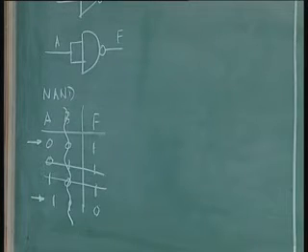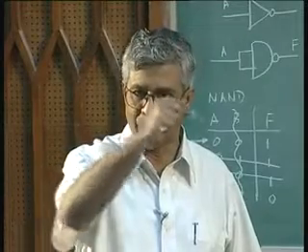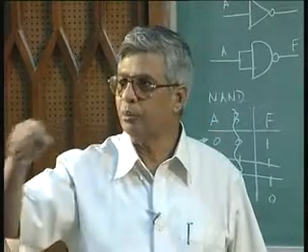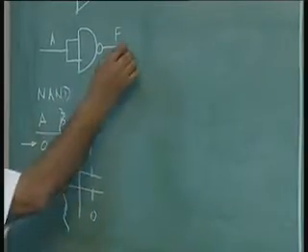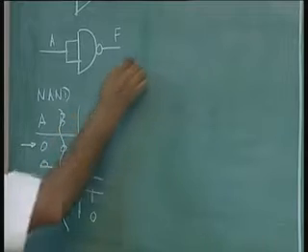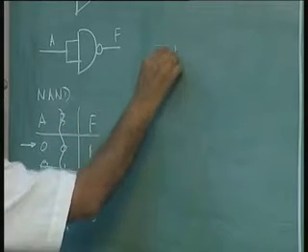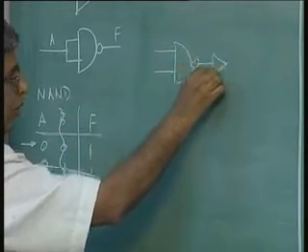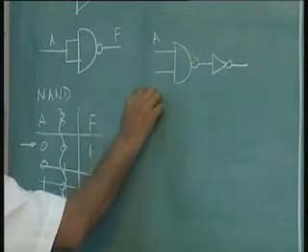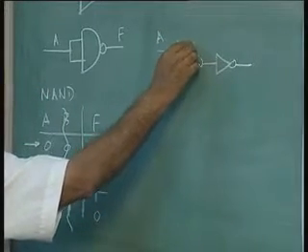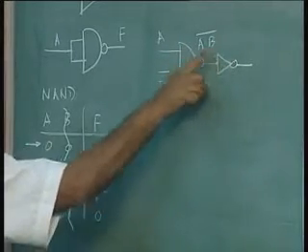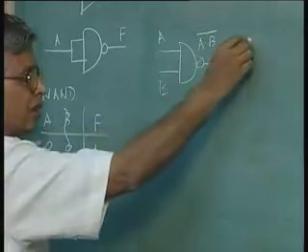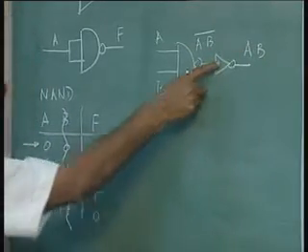Any questions here? All you have to do to get an inverter out of NAND is to tie the two inputs together and apply the input variable. The output is the complement of the input. Once you know NAND can be used as an inverter, NAND can be used as an AND gate, because NAND is nothing but AND invert. So if you invert it one more time, this is A, B, NAND, the invert of A and B, and then an inverter.